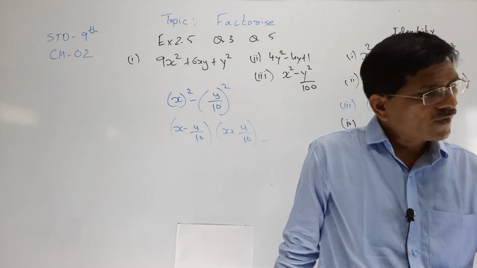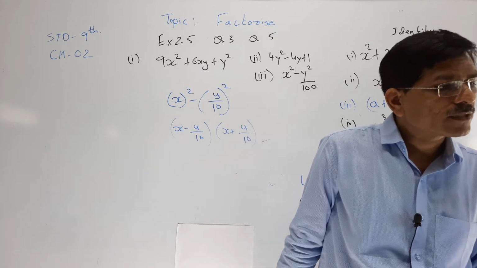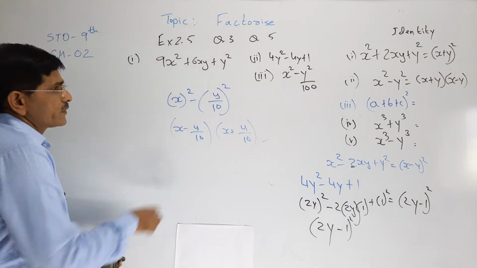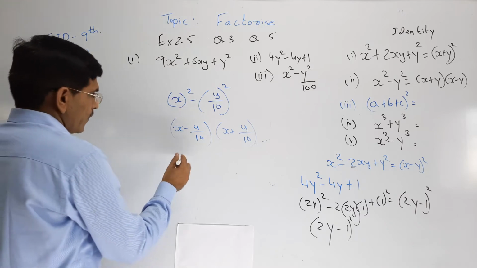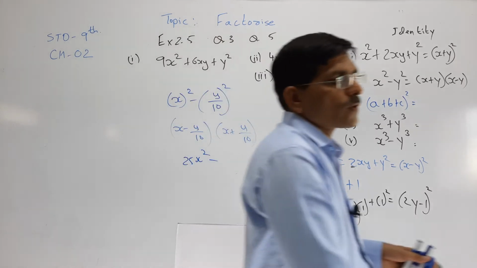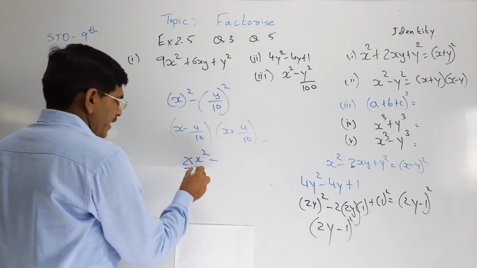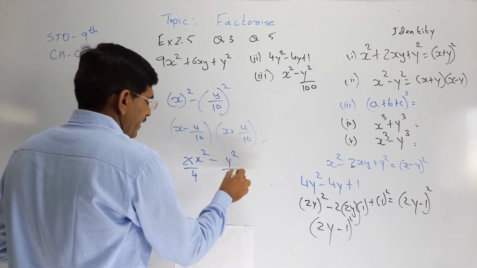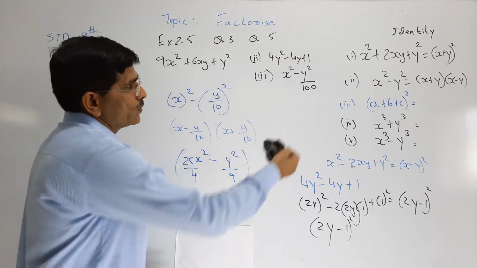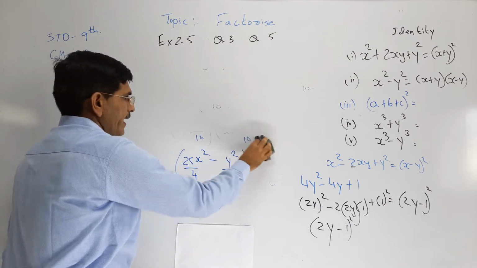So, that is question number 5. Three sums are there that we have discussed. One more sum I am writing for practice. Same sum: 25x square upon 4 minus y square upon 9. Now, that type of sum is also important. By using this identity we can solve. So, these are all the examples that I am explaining here.